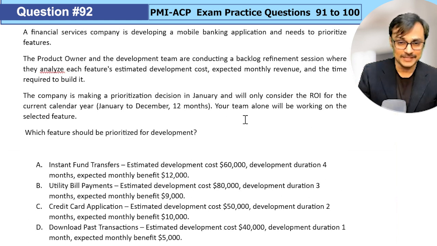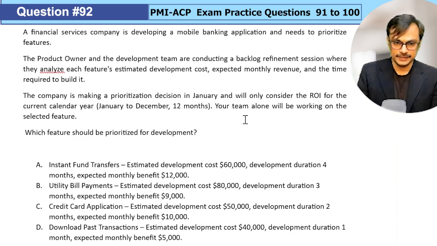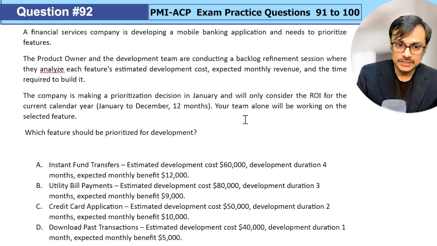Okay, so it is becoming a little factual. The company is making a prioritization decision in January and will only consider the ROI of the current calendar year, January to December, 12 months. Your team alone will be working on the selected features. Which feature should be prioritized for development? I need to choose the first one.